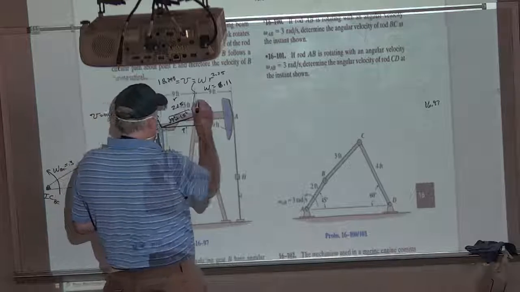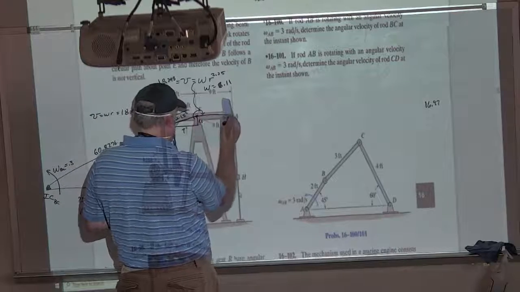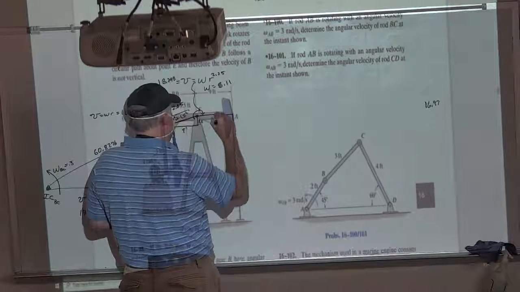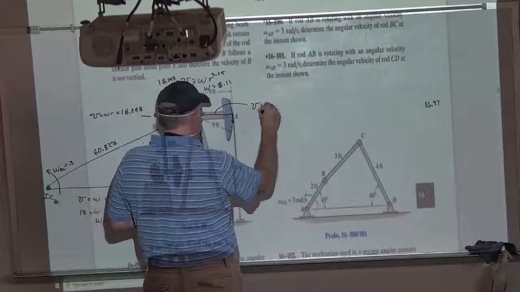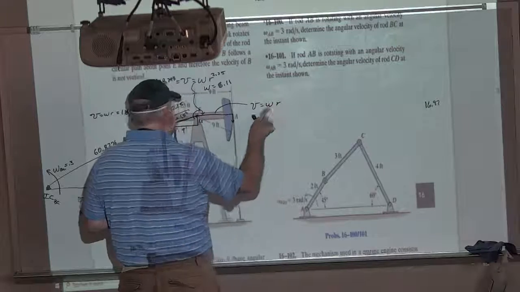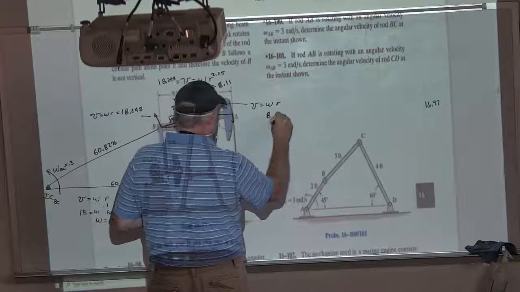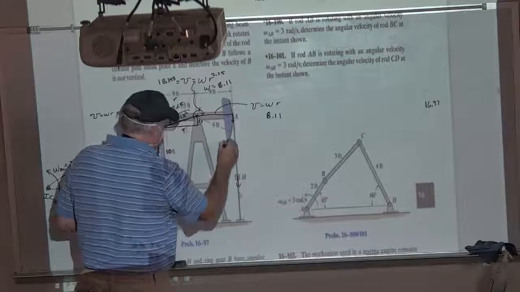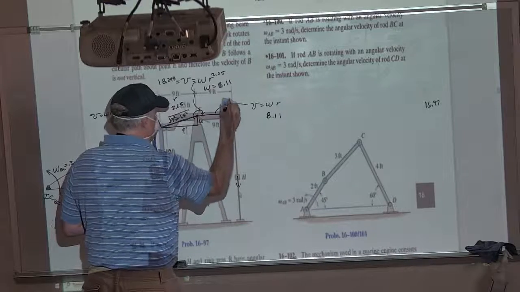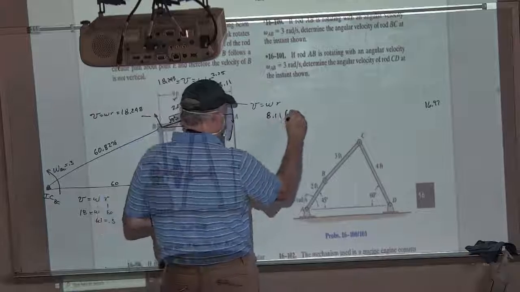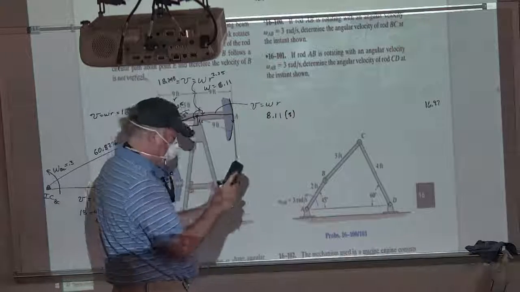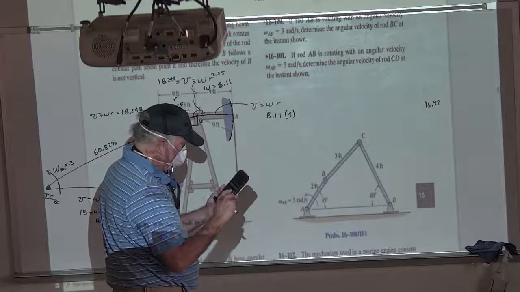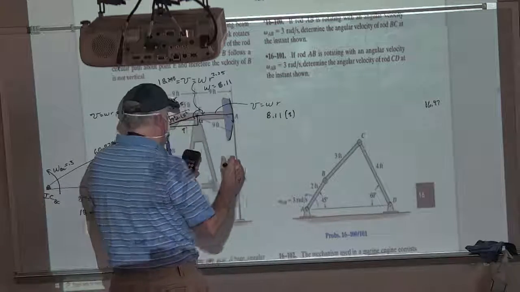Now I know this thing is 9 foot over, and it's going down the same speed. So now V is equal to omega r. Omega is 8.11. R is 9, assuming this whole thing is an arc. Times 9 gives me 73.